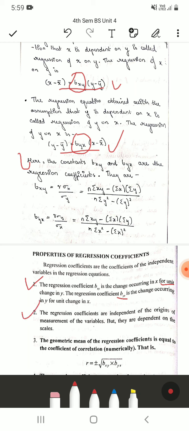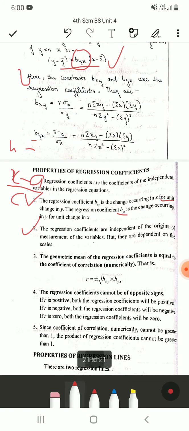The second property of regression coefficient is the regression coefficients are independent of origins of measurement of the variables, but they are dependent on the scales. So suppose in calculation, if you want to go with the shortcut method, the regression coefficients are independent of the origin. Suppose if you do x minus a, which is equal to u, then there will be no difference in your final answer. But if you're dividing with a width, that is the scale, then definitely there will be a change in your answer. So they are dependent on the scales.